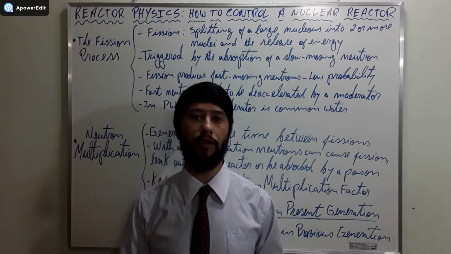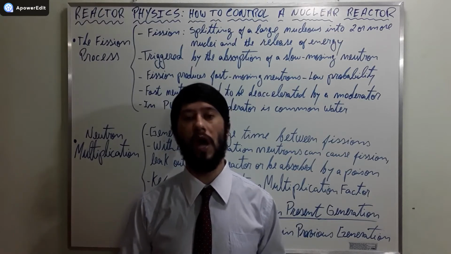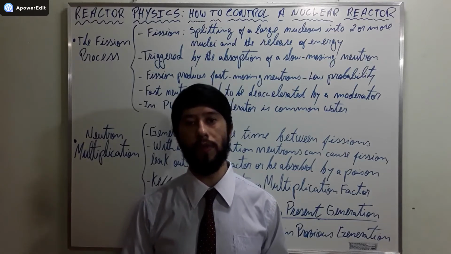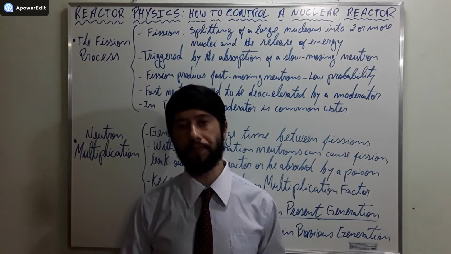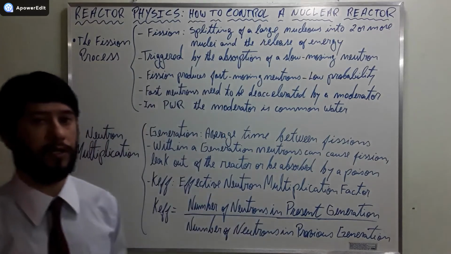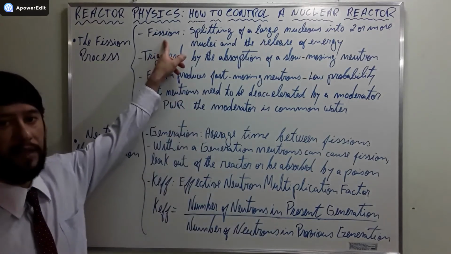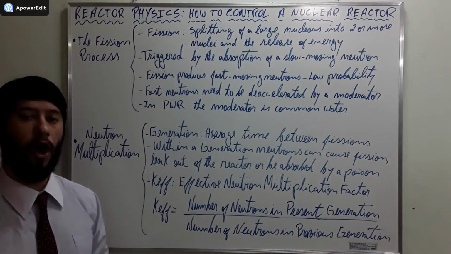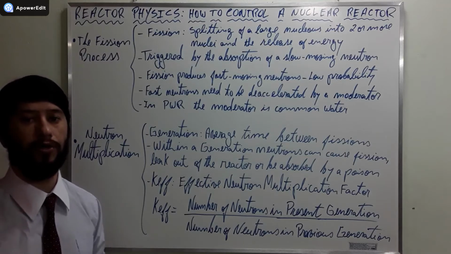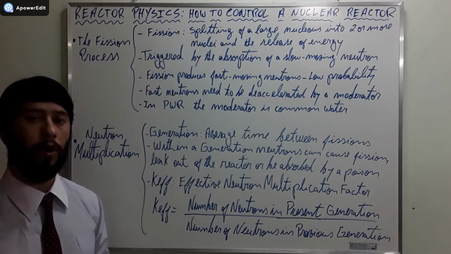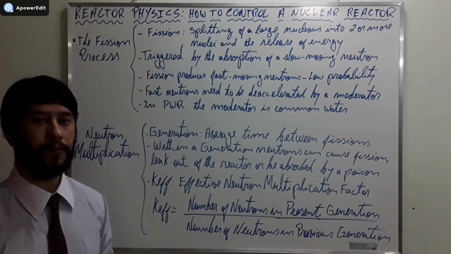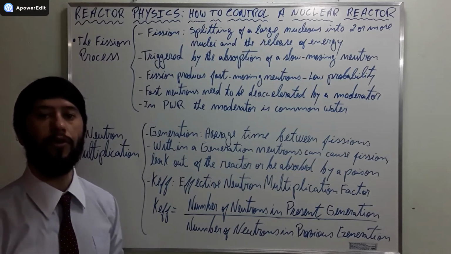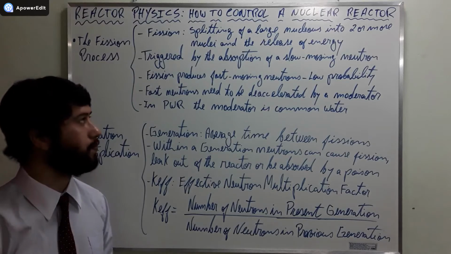I am an electrical engineer, and in this video I'd like to speak with you about how to control a nuclear reactor. The fission process. By definition, fission is the splitting of a large nucleus into two or more nuclei. In this case, the large nucleus is the nucleus of uranium.